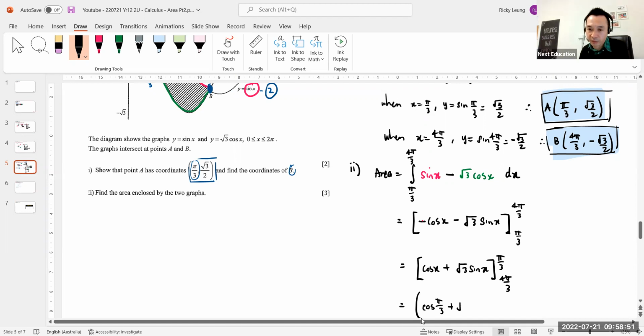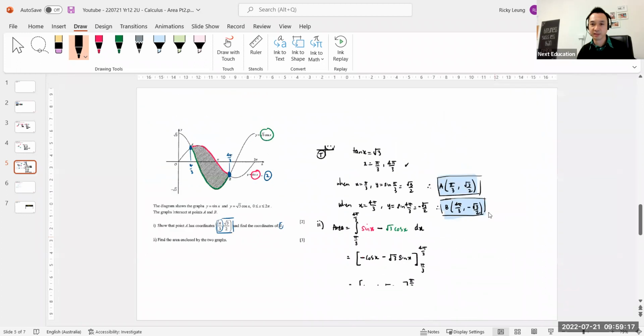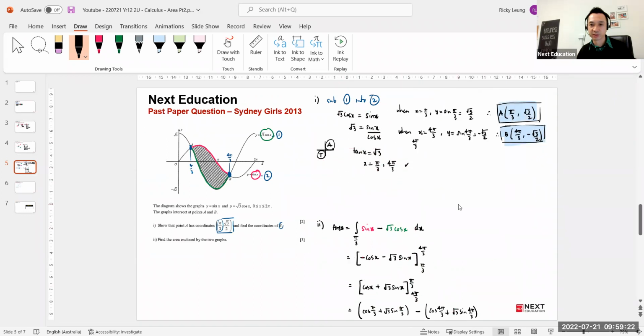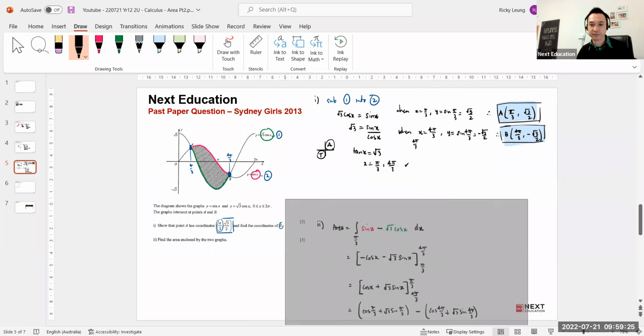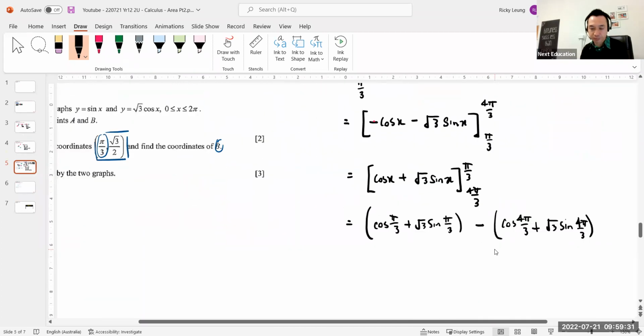So sub in this guy: cos pi on 3, minus, no, plus rather, root 3 sine pi on 3, minus cos 4 pi on 3 plus root 3 sine 4 pi on 3. All right. Now I have no more vertical space and no more horizontal space. Let's see. I'm going to massage this side by doing this. This guy comes here. All right, beautiful. Gives me a bit more space to do my exact values.